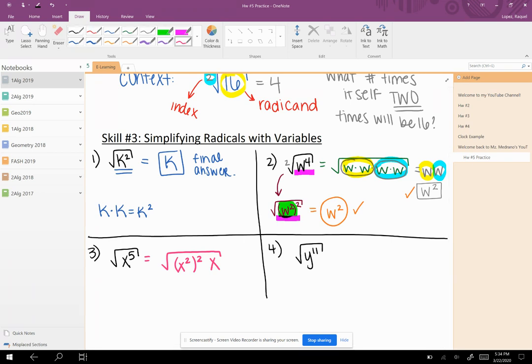Now what I can do from here is break it apart like we've been doing. So I can break this apart into x squared, and then this following x right here. I'm going to take the square root of this first one here. The square root of x squared is just going to be x squared. I don't have enough copies here of x to take out another x, so it's going to stay underneath the radical. And this is your final answer.